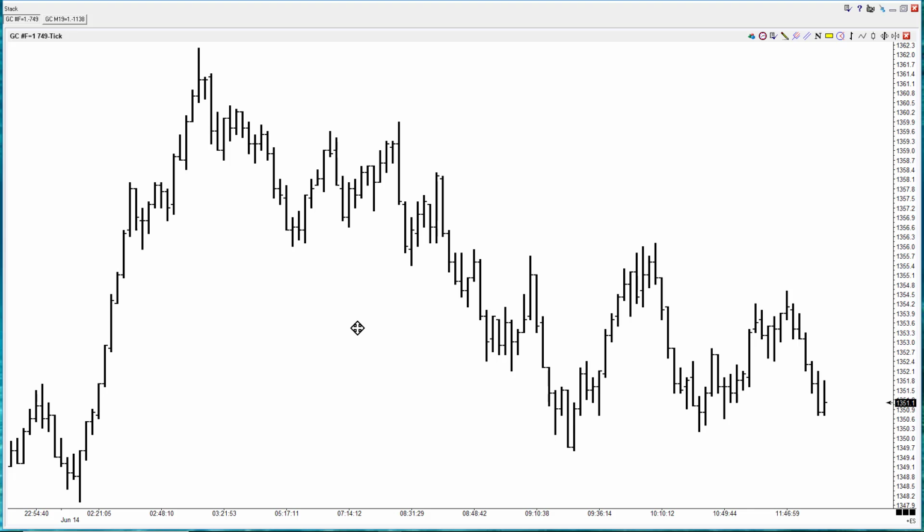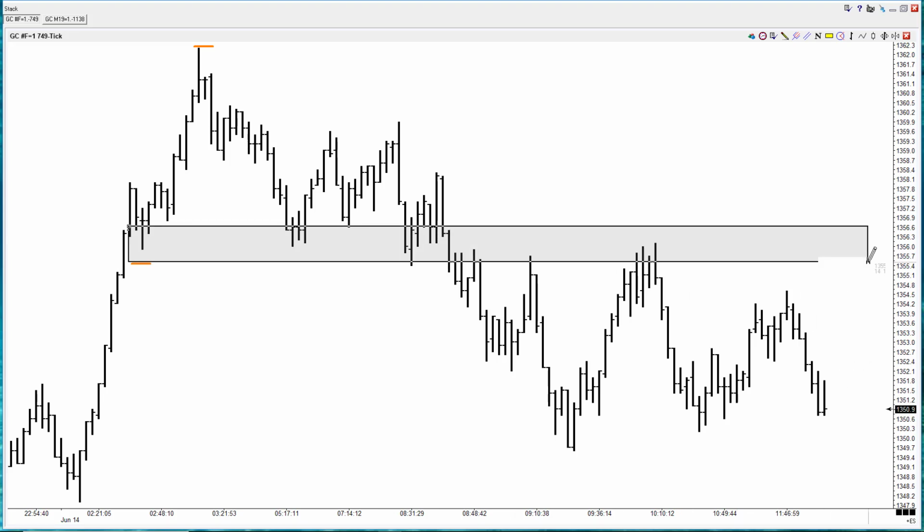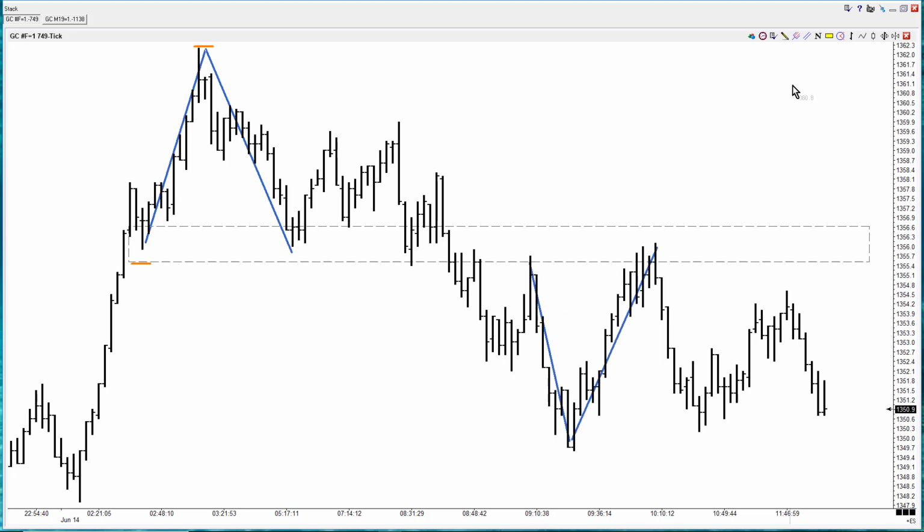Let's see if we can get a handle on the gold chart. So we can see it stomp up, make a little swing. It tries to hold, tries to hold, and crack. So this is the key structure.